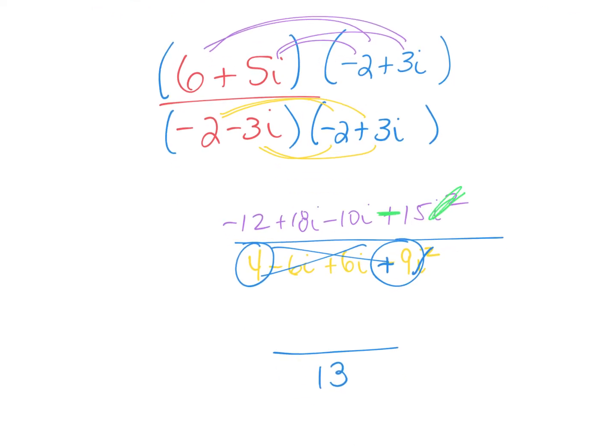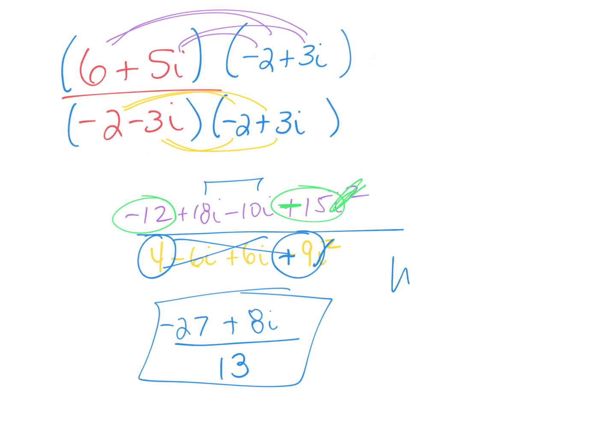So now real with real. What's a negative 12 and a negative 15? Negative 27. What's 18i minus 10i? 8i. Are you allowed to have imaginaries in a numerator? Absolutely. Can you have it in the denominator? No. Now, guys, just say, okay, this is your final answer.